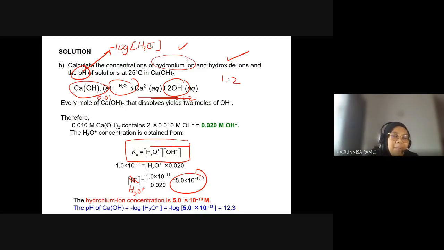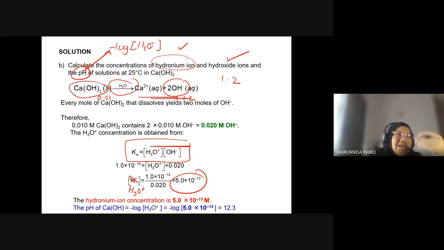Sebab tu yang common orang pakai kan. Padahal sebenarnya dia boleh cari pOH. So that's why kat sini selalu soalan pun bolehlah dia nak tanya pOH. Tapi soalan boleh tanya, biasanya dia akan tanya pH kan. Sebab awak dah terbiasa dengan pH.